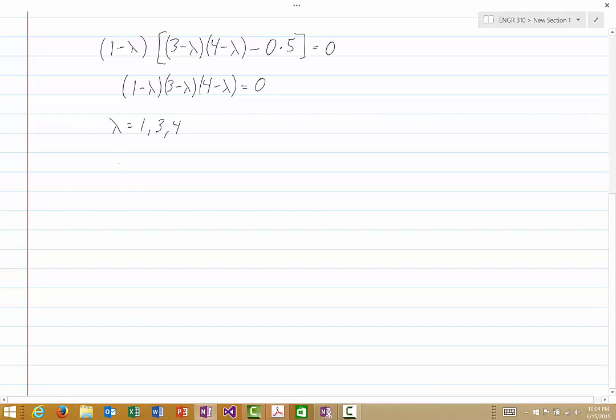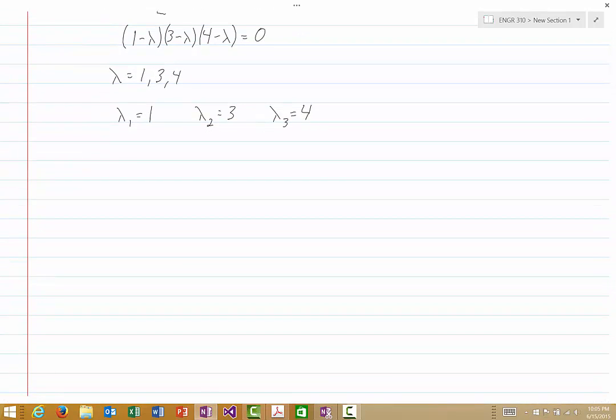So, following what we did in our last example, we will call this first eigenvalue of 1 lambda 1. We'll call the second eigenvalue lambda 2, and the third eigenvalue we will call lambda 3. And so we want to find the associated eigenvectors. We'll call those V1, V2, and V3. And let's see what those eigenvectors are.